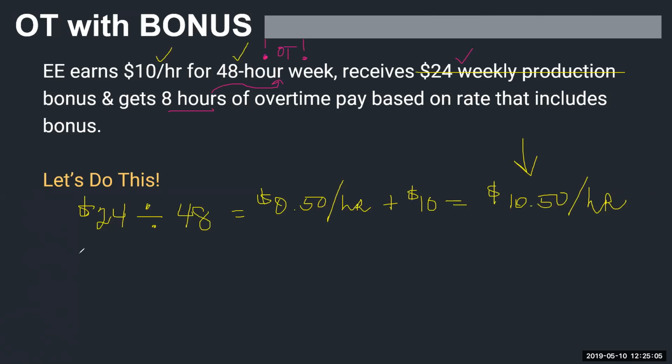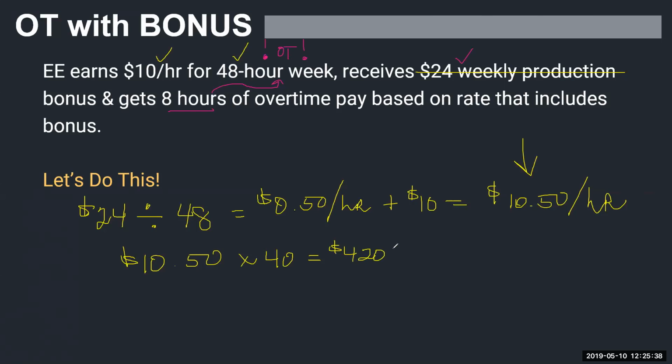Let's calculate overtime. So the first thing with overtime is you take your now new regular rate of pay, which includes the production bonus, you multiply it by your 40 hours straight time. And what do you guys get? And I see a question came in. I'm going to take a look at that in a second. What do you get? $10.50 times 40? $10.50 times 40 hours should be $420 straight time.